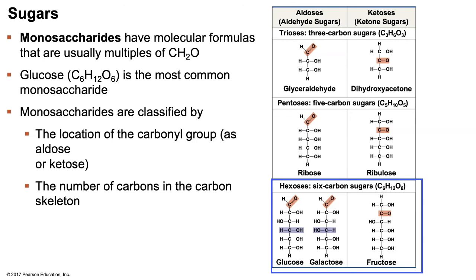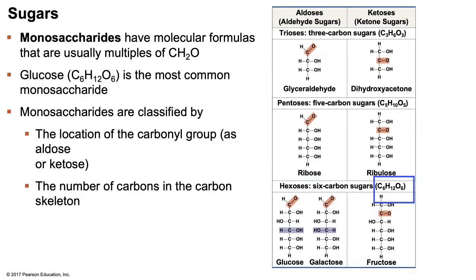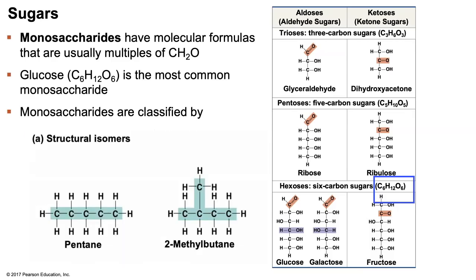Notice all of the hexoses shown have the molecular formula C6H12O6, even though they are all different molecules. Do you remember what this is called from the previous chapter? These are all examples of a type of isomer called a structural isomer. And it's the same for the pentoses and trioses shown as well.